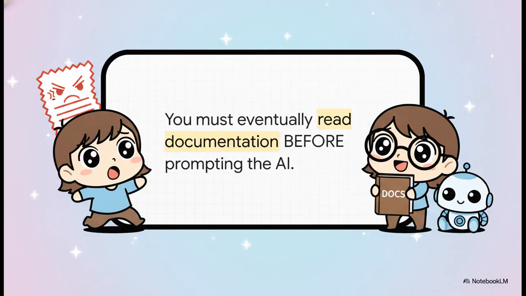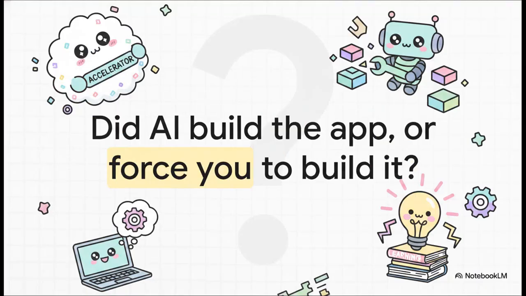But by the end of this whole project, they were analyzing errors closely and diving deep into the official documentation before they even typed out their AI prompt. The AI didn't replace the need to learn the hard stuff. It actually just gave them the confidence to tackle those really scary coding concepts head on. So as you go out and refine your own process of AI pairing, I want you to ask yourself this one question. Did AI build the app for you, or did it force you to build it yourself?